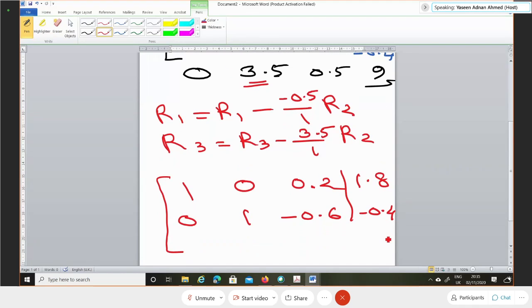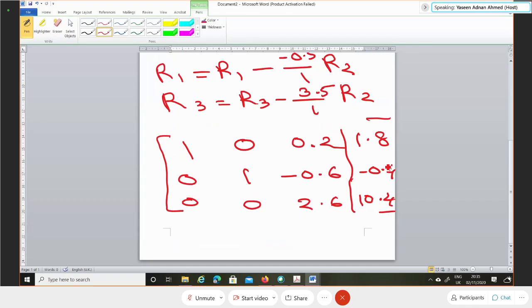R3, that should be 0. This is 0. Yeah, how about this one? 2.6, okay. And this one? 10.4. Okay, done. Then what you need to do, you divide the row 3 with 2.6. Make it 1.